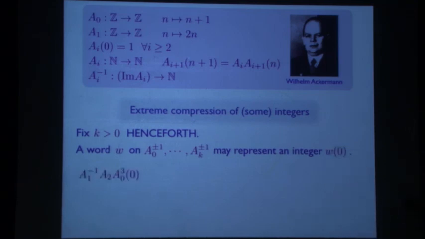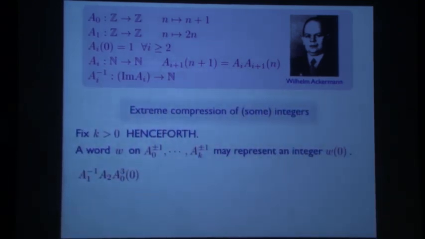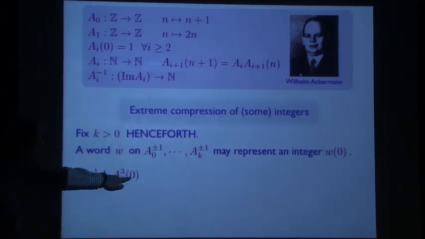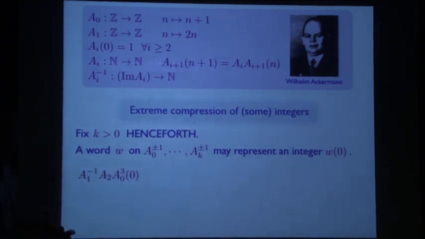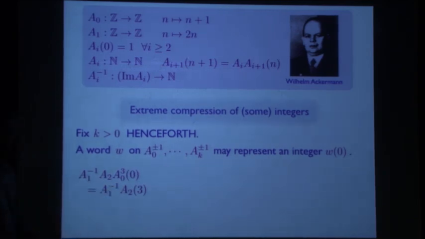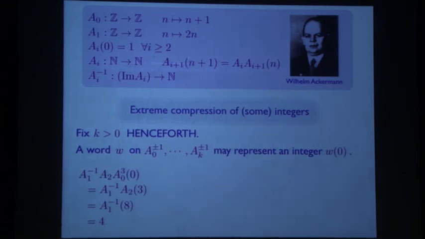So for example, this word here, a1 inverse a2 a0 cubed, we plug in 0 on the right, and this evaluates. So you apply a0 3 times to 0, you get 3. You add 1 each time. Then you apply a2. a2 is the function n goes to 2 to the n, so we get 2 cubed, which is 8. And then we apply a1 inverse, which is the halving function, the inverse of the doubling function, so we get 4.